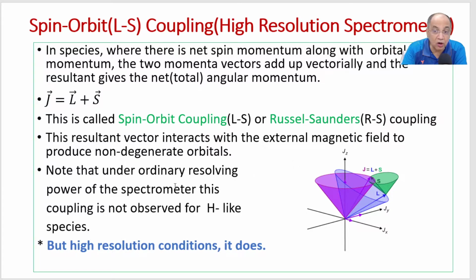Note that under ordinary resolving power, low resolution condition, this coupling is not observed for hydrogen-like species or any other species, even if having one unpaired electron or more than one unpaired electron. The LS coupling is not observed because the power of the separator, the monochromator, is not high. But under high resolution condition, yes, LS coupling and its effect is observed.